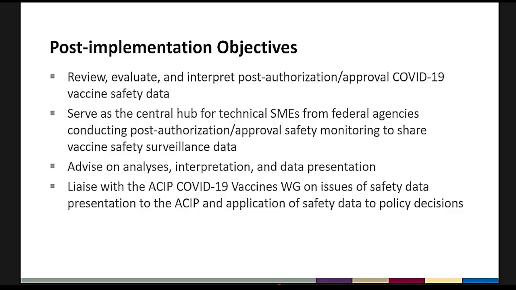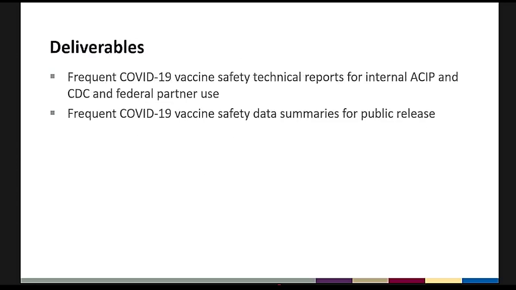We really do think this structure will facilitate the rapid communication of any safety concerns that are identified to the ACIP. Next. So we're expecting that the work group will have a couple of different types of deliverables. One of them will be COVID-19 vaccine safety technical reports for internal ACIP and CDC and federal partner use, as well as COVID-19 vaccine safety data summaries that will be shared with the public. Next. And that concludes the presentation. Thank you.